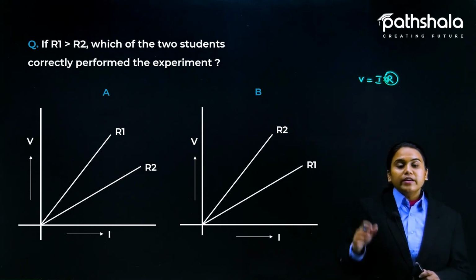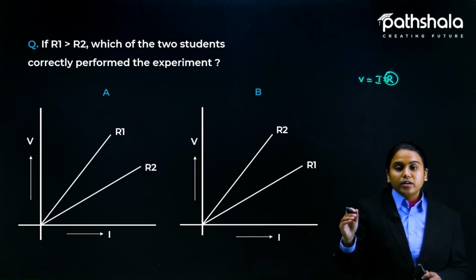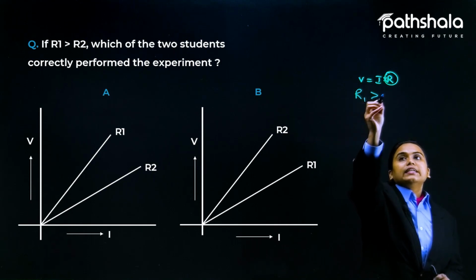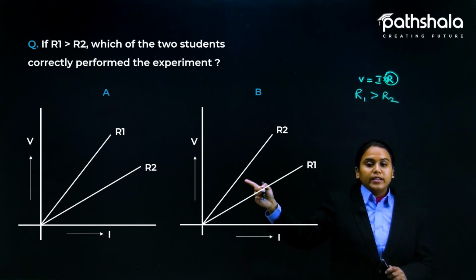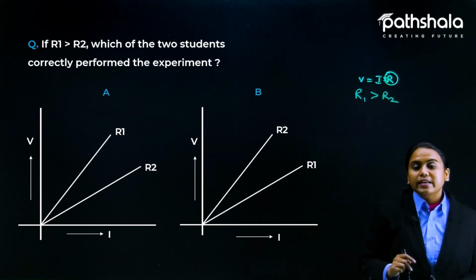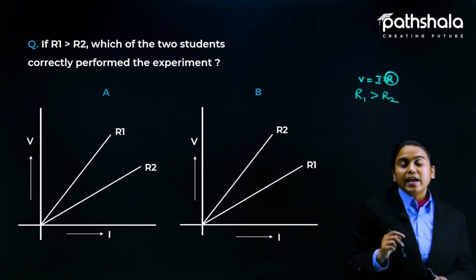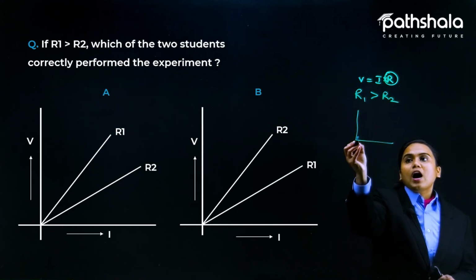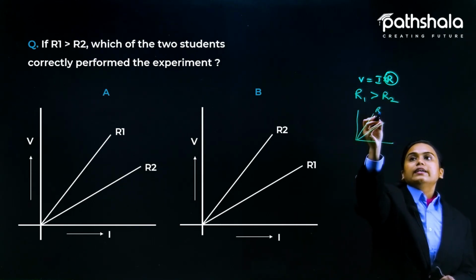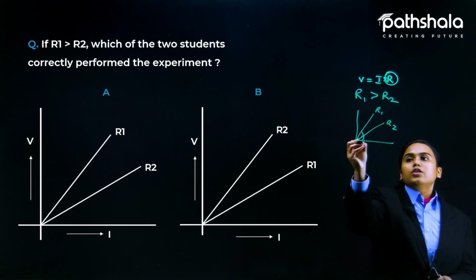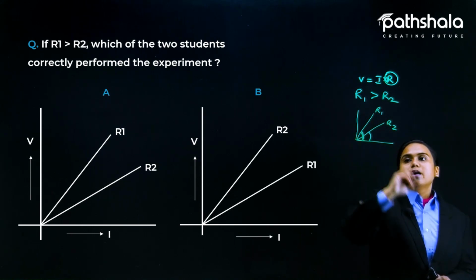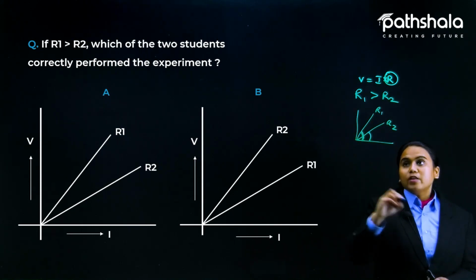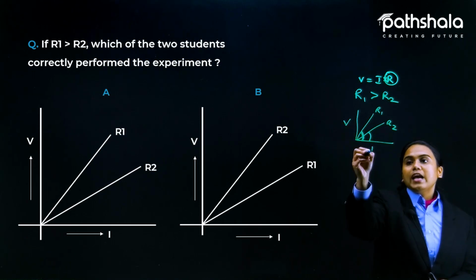Now, according to the instructor, R1 is greater than R2. So the first student, student A, has provided the correct graphical representation. Why? Because the slope of R1 here is greater compared to R2. The angle made by R1 here is greater compared to R2. That would be possible. So here V and I.